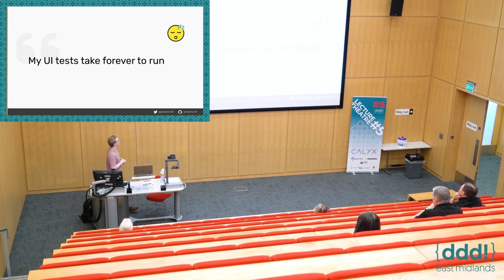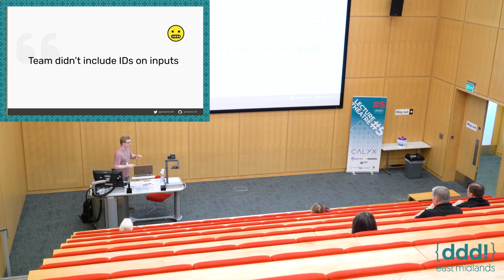This one comes up often. The team didn't include IDs on inputs. Now, I don't know if anybody's written UI tests before, but the way that UI tests work is that they have to scan your application to find some identifier, whether that is a unique ID or, with a web application, if it's a class name, for example, to be able to actually find that element and interact with it.